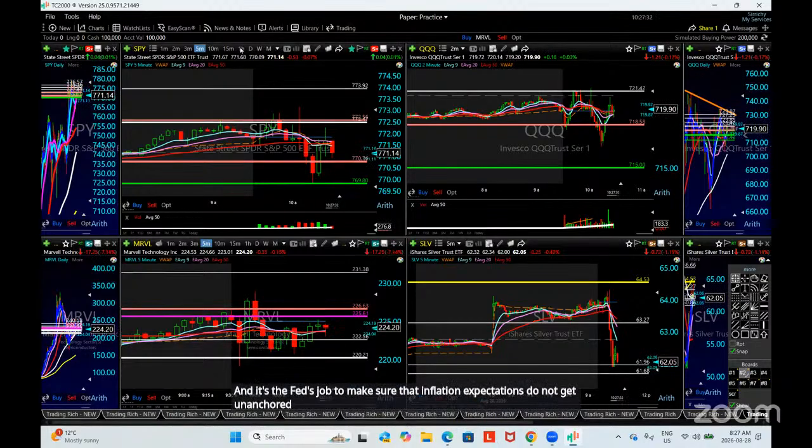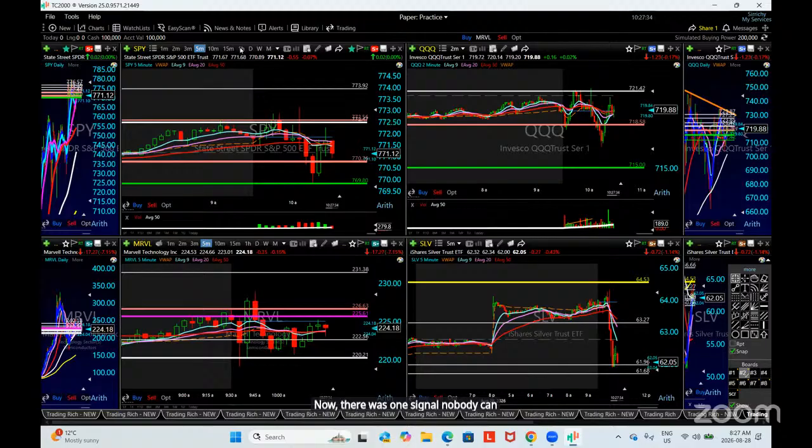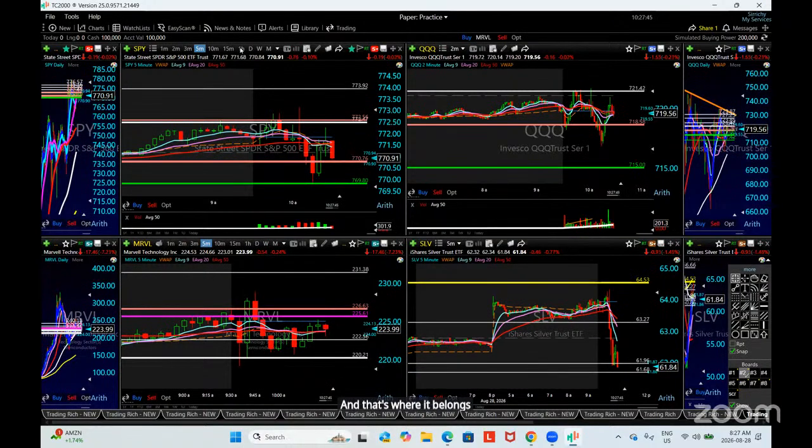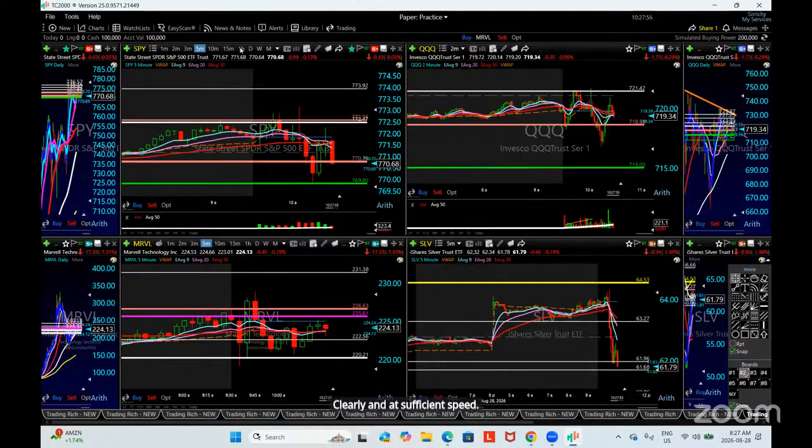Now, there is one signal nobody can miss. The responsibility for 65 months of sustained elevated inflation sits squarely with the central bank, and that's where it belongs. So here is my standard. We must be confident that underlying inflation is moving to our objective clearly and at sufficient speed. Otherwise, we have work to do. That's our job, that's our mandate, and that's our charge to keep.